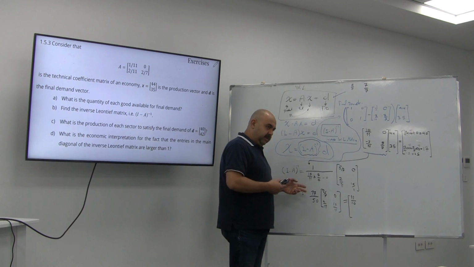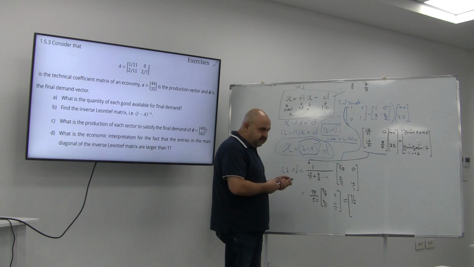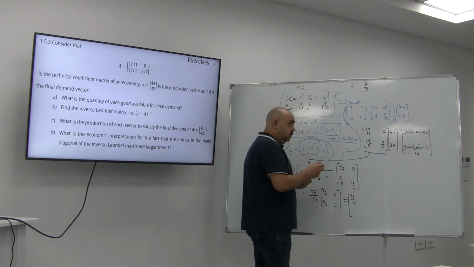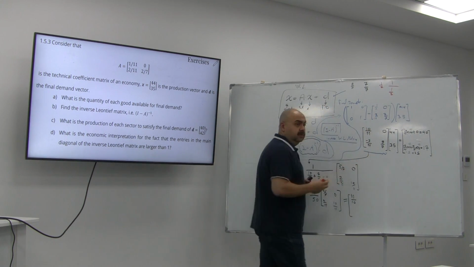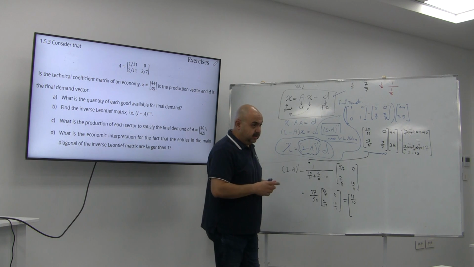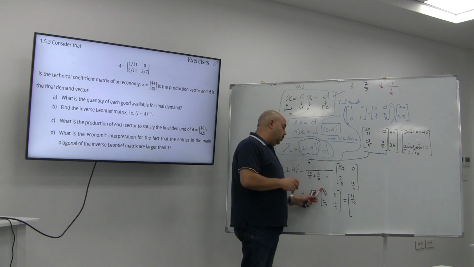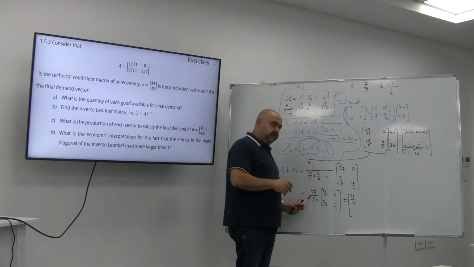There is a difference between 1 over 2 and 1 over half. There is a great difference between them. 1 over 2 means all these elements will be multiplied by 1 over 2.